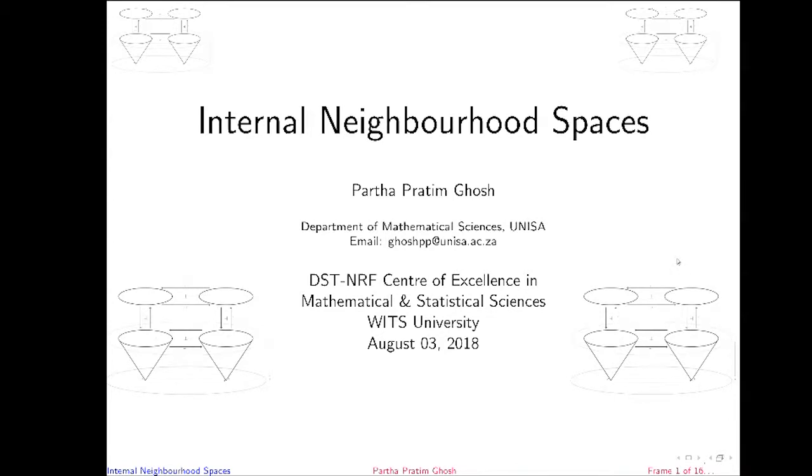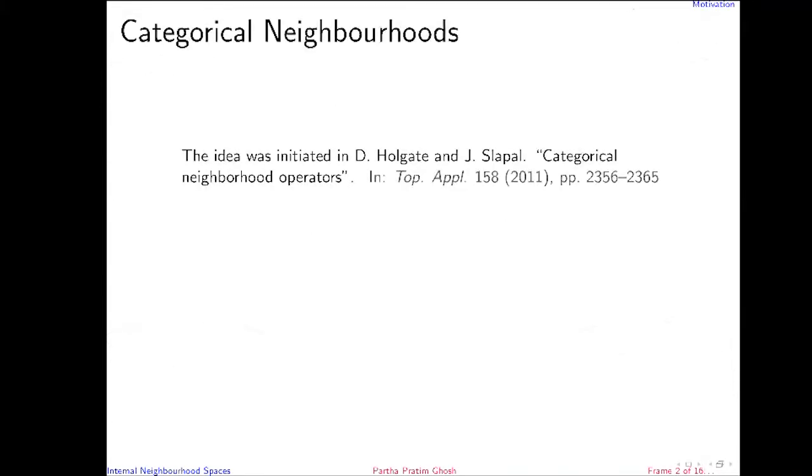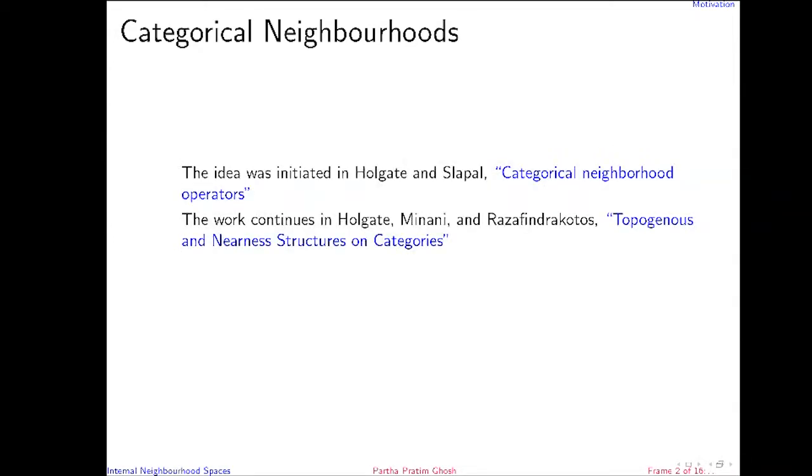The talk starts at its origins in categorical closure operators, and then in the categorical neighborhood operators as in Holgate and Schlapal's paper, and then Inani's master's thesis with Razafindra Katur. While going through this master's thesis, I realized that much of this has been known under the name of neighborhood operators, as well as special cases of categorical closure operators in several places.